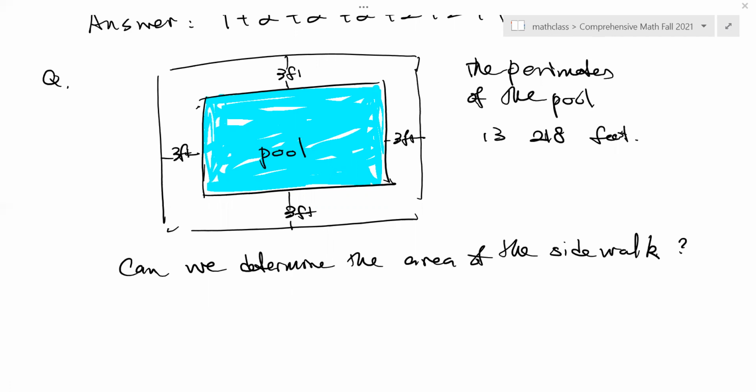Okay, if you say no, you have to give me a counterexample. So you have two examples, right? The same parameter, but the area is different. Yes, sounds like we are not able to determine the area, right? So Michael said he can determine.